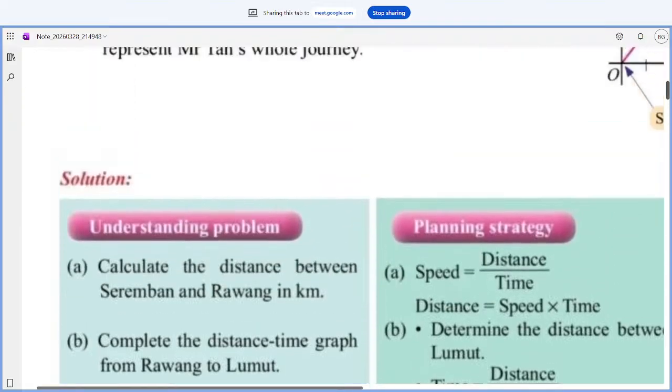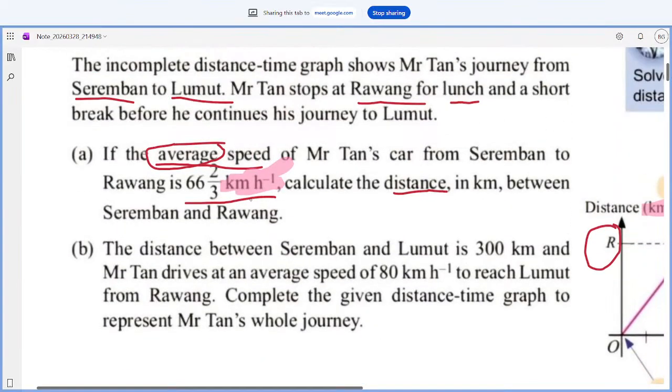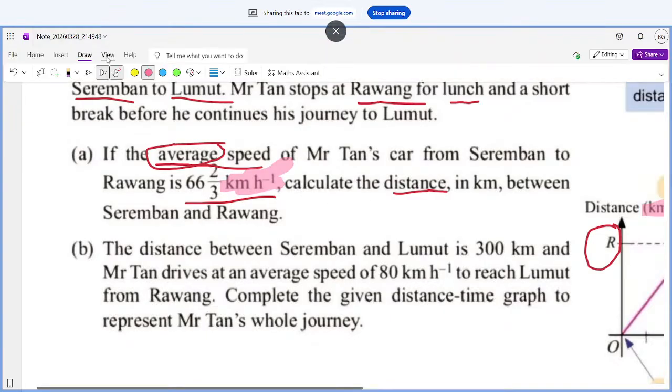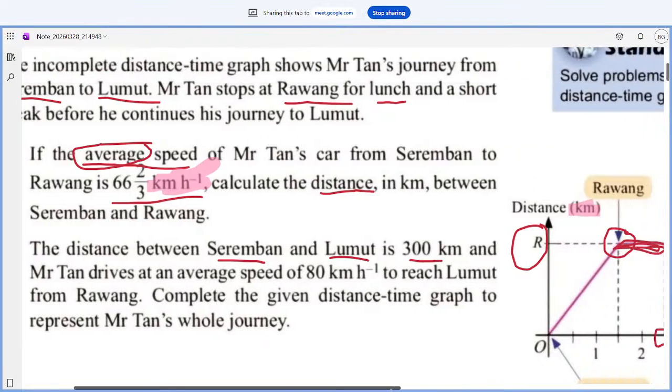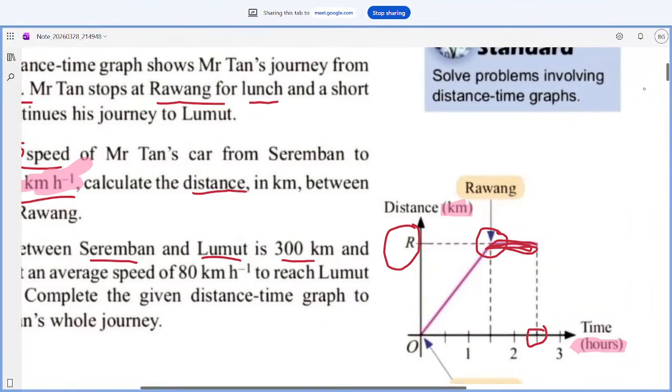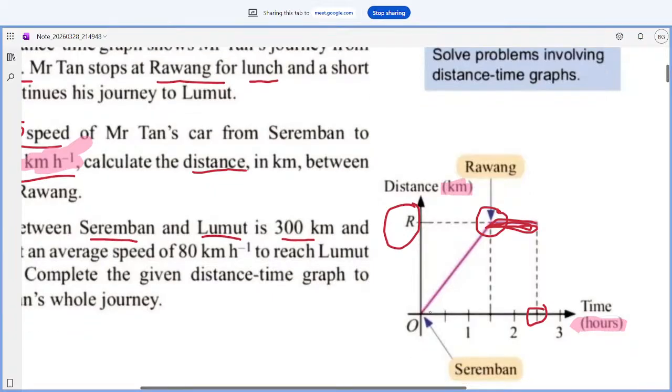Next one, part B. For part B, they say the distance between Seremban and Lumut is 300 km. So you can see here, this is Seremban. Seremban is at the bottom. And then Lumut is over here, guys. Where he rests, that is Lumut here. This point over here is Lumut.